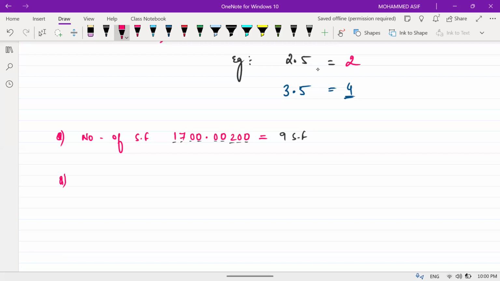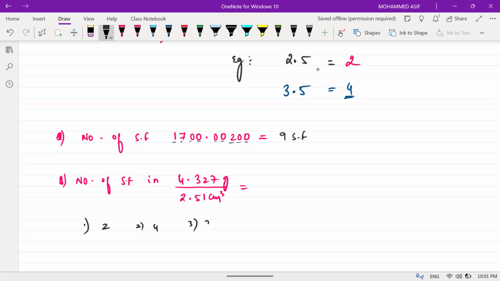Give me the answer for this one. Number of significant figures in 4.327 grams divided by 2.51 centimeter cube. What will be the answer? I'll give the options. First one is 2, second one is 4, third one is 3, and fourth one is 5. Anyone?